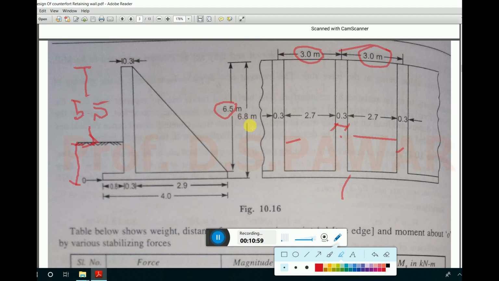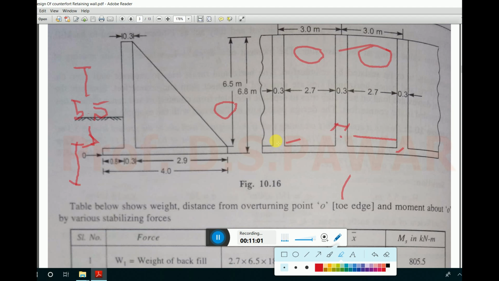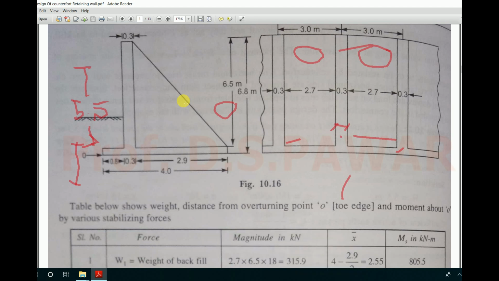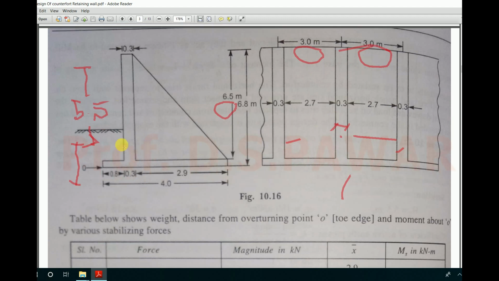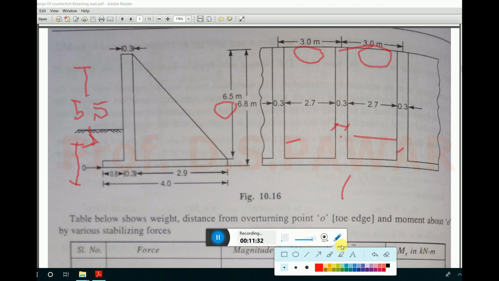Now, already I have discussed in the last lecture that before going to design every water retaining structure or soil retaining structure, we have to check the stability of the structure against overturning and against sliding. So to check the stability against overturning and sliding, first we have to calculate the overturning moment, and then we have to calculate the stability moment.